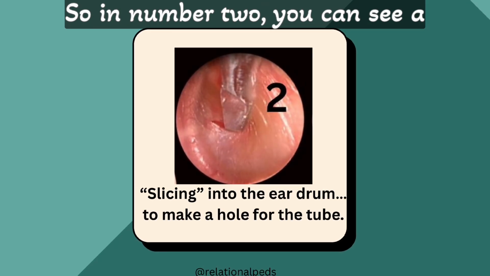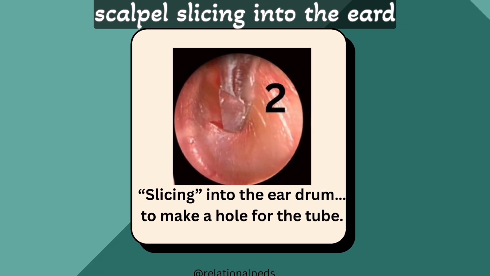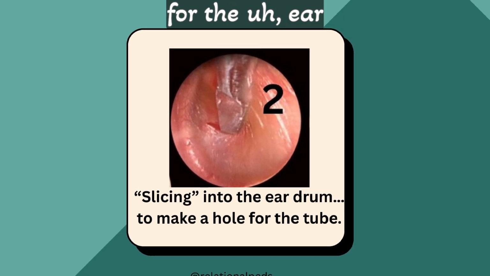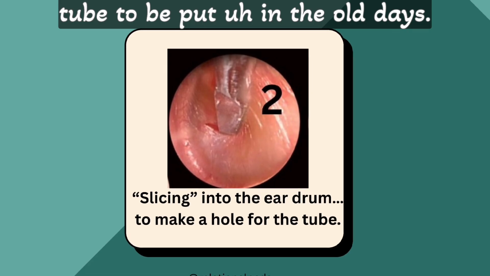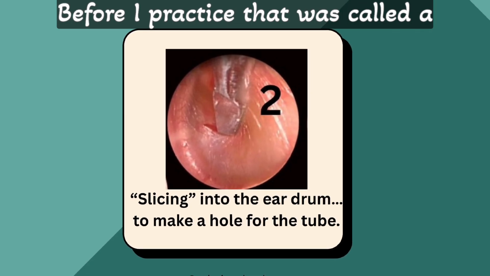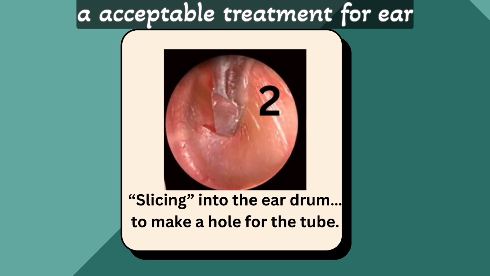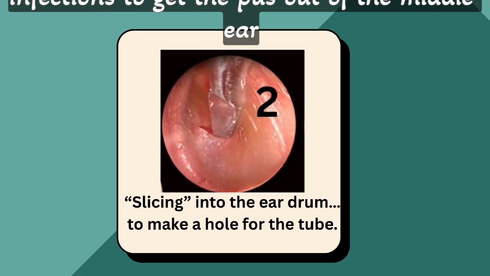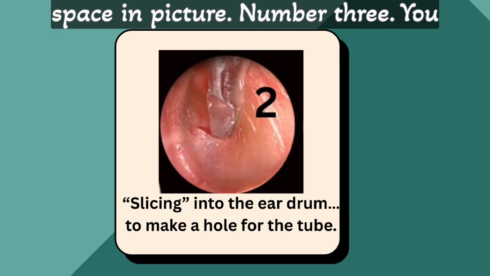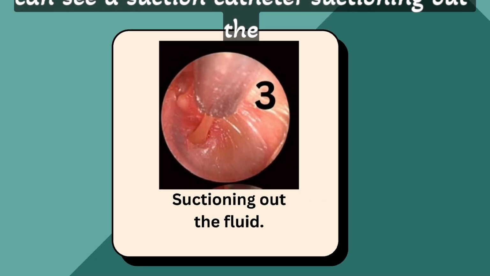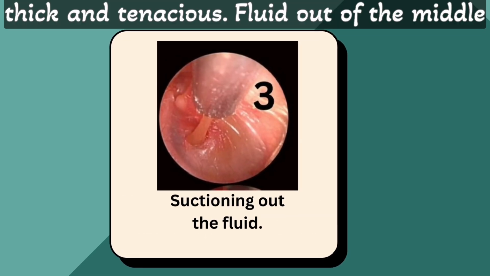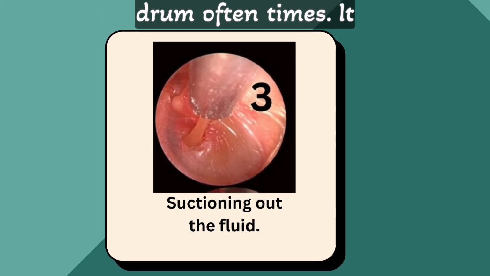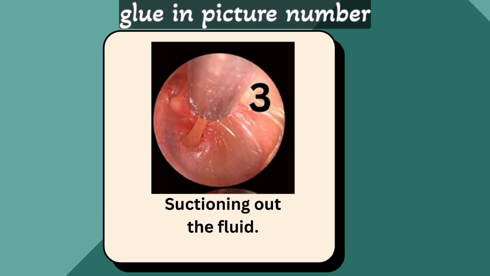So in number two, you can see a scalpel slicing into the eardrum, making a place for the ear tube to be put. In the old days, before I practiced, that was called a tympanocentesis and was actually an acceptable treatment for ear infections to get the pus out of the middle ear space. In picture number three, you can see a suction catheter suctioning out the thick and tenacious fluid out of the middle ear space through the eardrum. Oftentimes, it is as thick as glue.